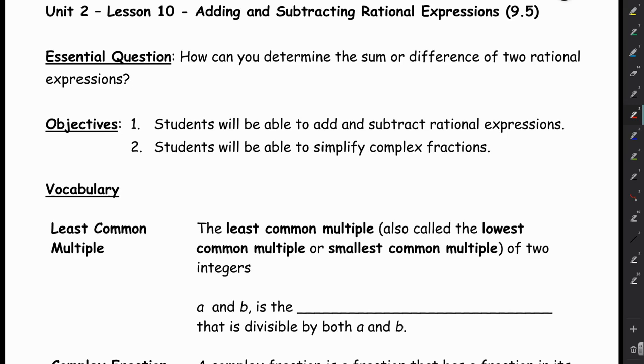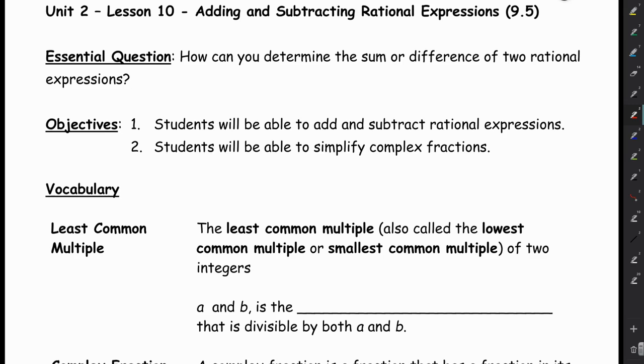Hi everyone, today we're looking at adding and subtracting rational expressions. I notice a lot of students really struggle with this, so take good notes, take your time, pause the video when you need to. Just recognize that this is one of the harder topics to conquer in Algebra 2.